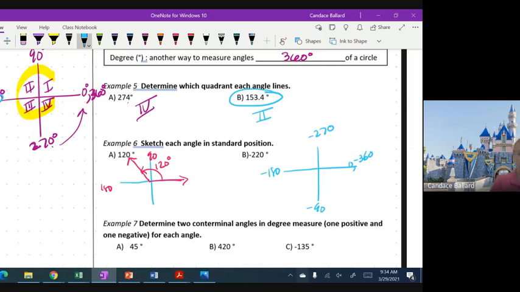So I'm curious what you guys think. What quadrant do you think this should land in if I'm going in these negatives? If I have to be at negative 220, which quadrant do you think I need to land in? 1, 2, 3, or 4? What do you guys think? All right, you guys are getting it. Good job. It is quadrant 2.